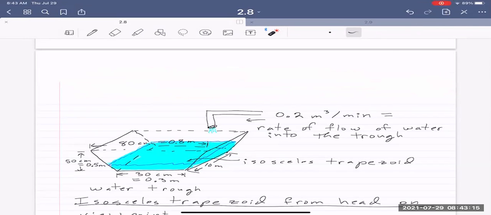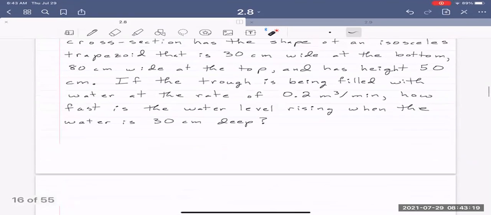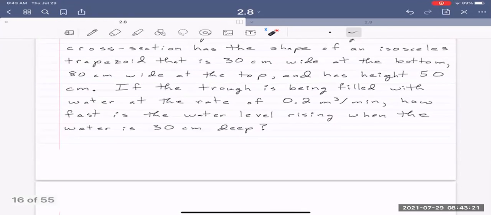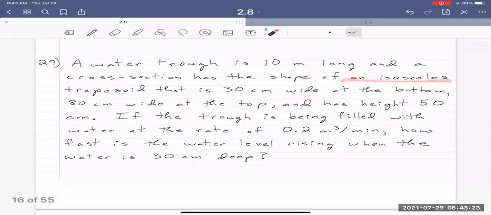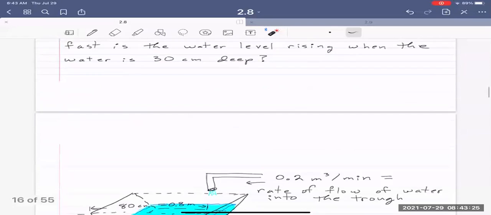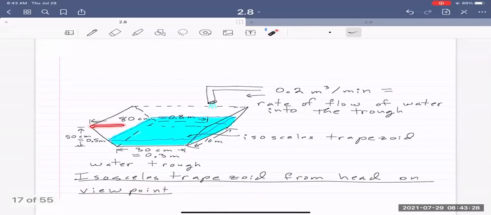So it's a really, really long trough, 10 meters long. It has the shape of an isosceles trapezoid. So it looks like a trapezoid here. A trapezoid is a quadrilateral, meaning it has 1, 2, 3, 4 sides.